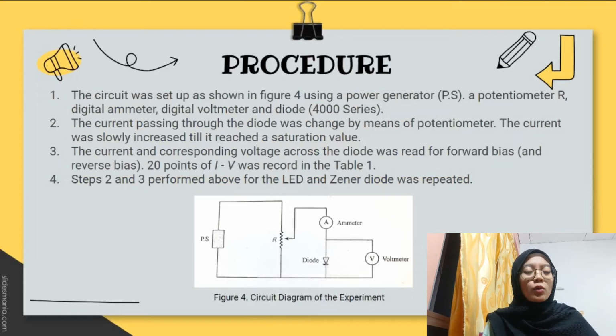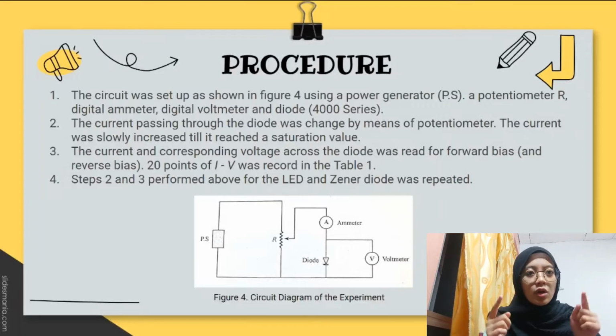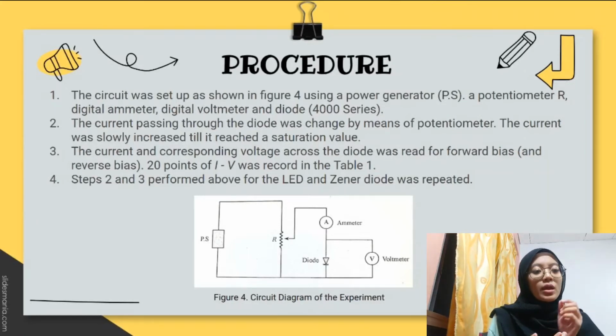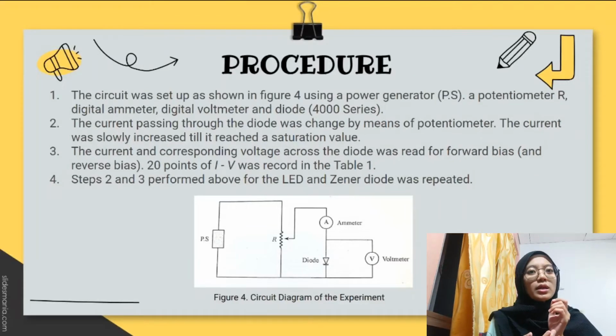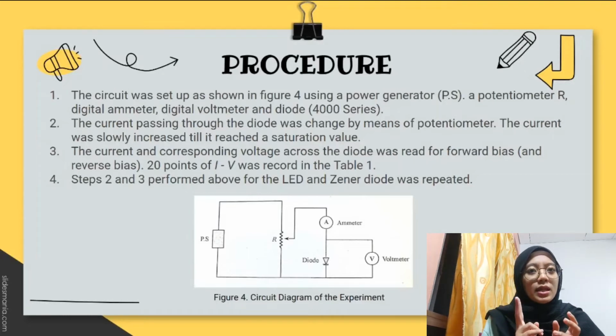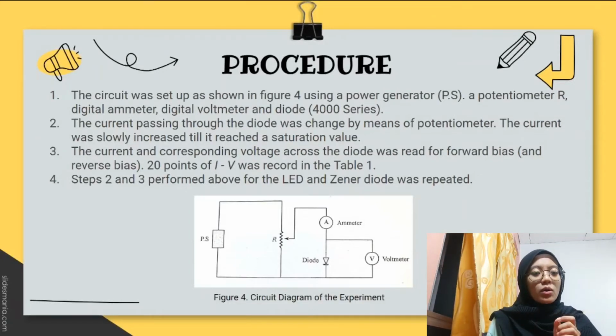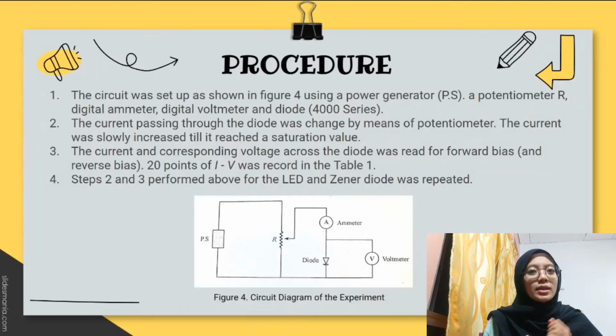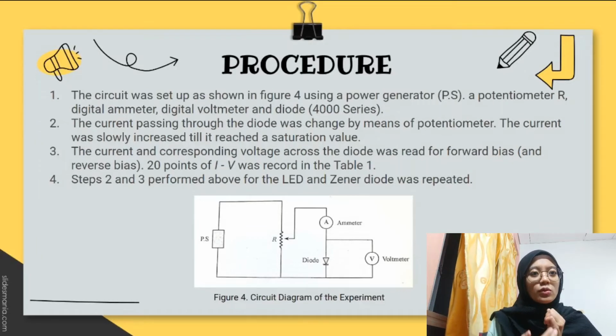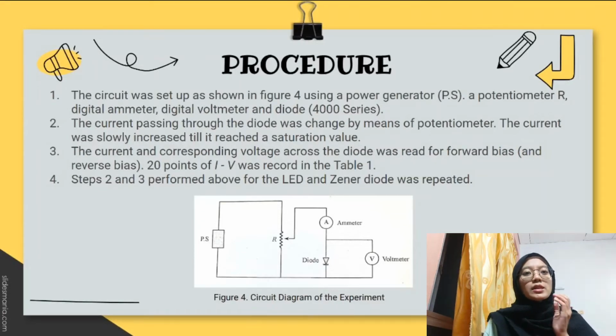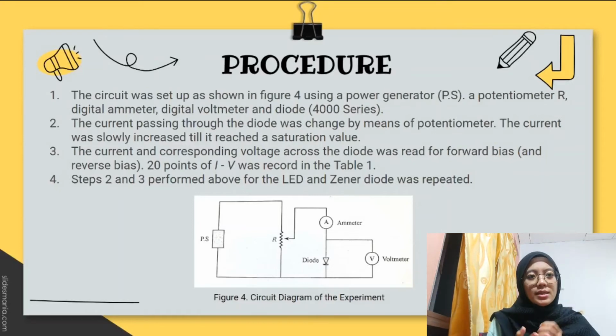So this is our procedure. First, the circuit was set up as shown in figure 4 using a power generator, a potentiometer R, DC ammeter, DC voltmeter, and diode 4000 series. Second, the current passing through the diode was changed by means of potentiometer. The current was slowly increased till it reached saturation value. Third, the current and corresponding voltage across the diode was read for forward bias and reverse bias. 20 points of I versus V were recorded in table 1. And the last one is step 2 and 3 performed above; the LED and Zener diode were repeated.